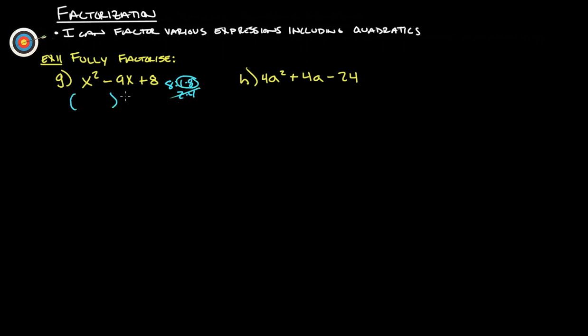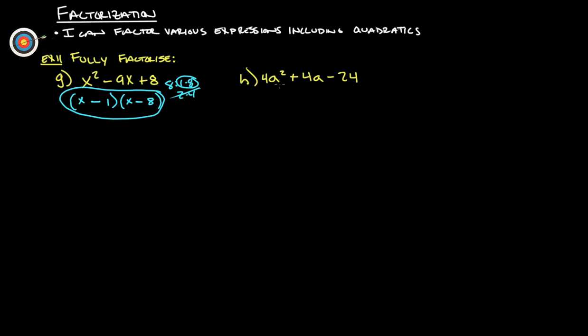So I know it's going to look like this. x times x to get my x squared. And it's going to be 1 and 8. You can write it as 8 and 1. It doesn't matter. For these two to add up to negative 9, it's going to have to be negative 1 and negative 8 to get negative 9. And that's all factored out.